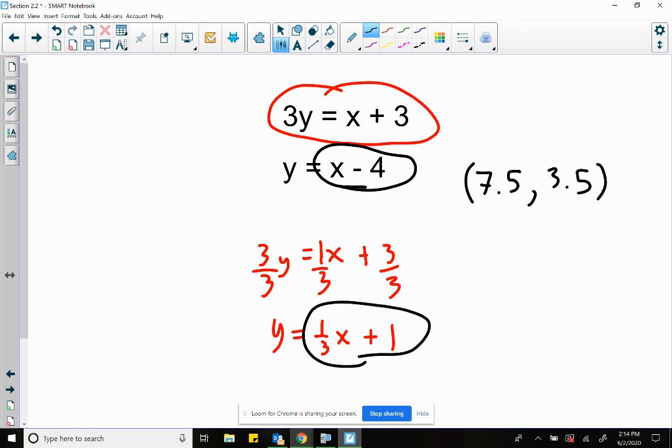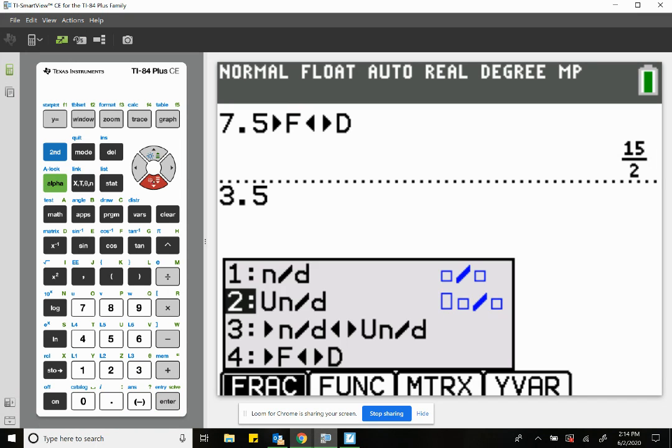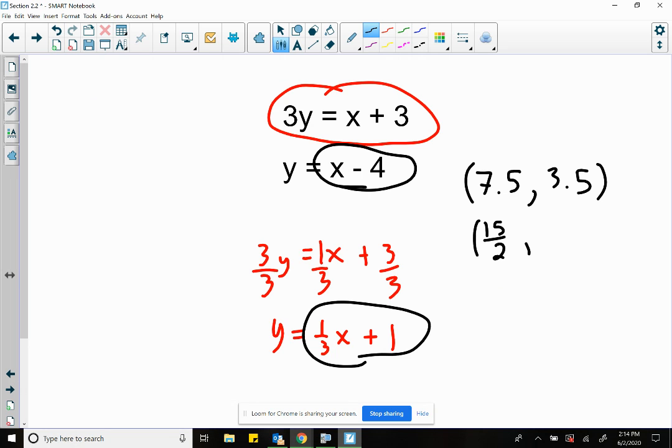So you can come back and say 15/2. And then you could do the same thing for 3.5. 3.5, Alpha, Y equals, number 4. So 7/2. So if you ever have a decimal, put in all those decimals and then go to Alpha, Y equals and do number 4. And there's your answer.